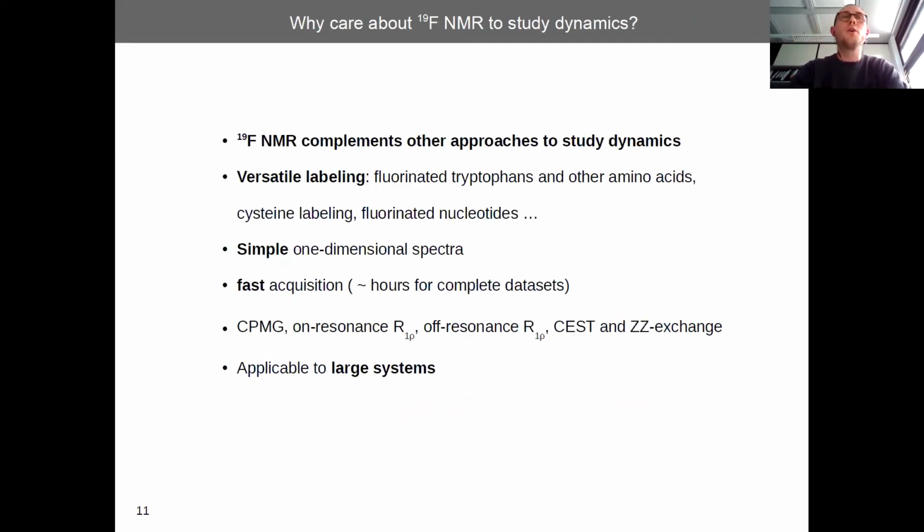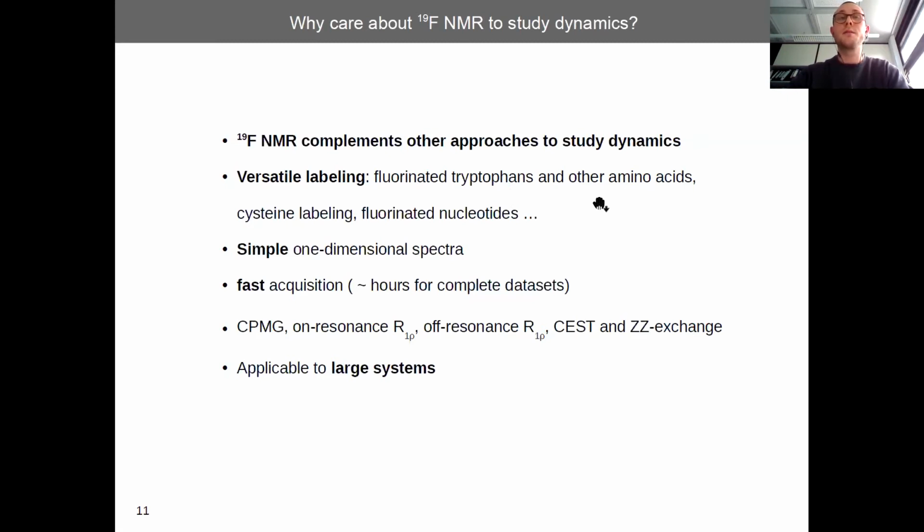So all in all, why do I think you should care about fluorine NMR to study dynamics? We think that fluorine NMR can complement other approaches to do that. It's certainly not the only method one wants to use, but it complements other methods. And you can use versatile labeling. You can fluorinate the tryptophans, or you can use other fluorinated amino acids. You can introduce cysteine residues at the site you're interested in. So that's what we usually do. We know where we are interested in the dynamics and put the cysteine there. Or for nucleic acids, you can use fluorinated nucleotides.